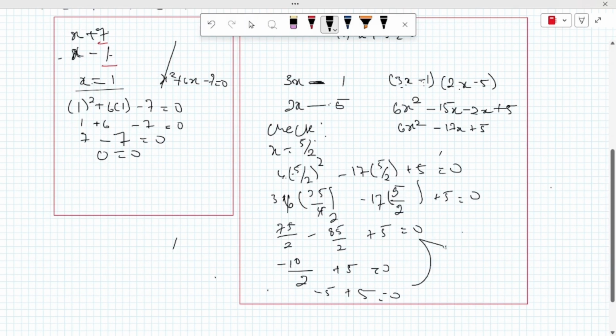Right, so let's finish it off here. So minus 5 plus 5 is 0, which is equal to 0. So meaning that our answer is actually correct. Our answer is actually correct. Yep.